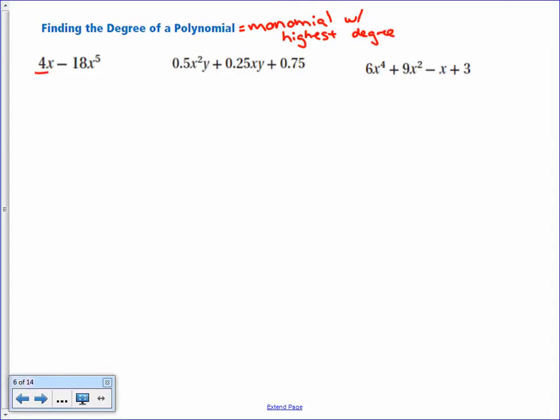Okay, so for this first example, we have 4x and 18x to the fifth. Well, 4x has a degree of 1, 18x to the fifth has a degree of 5, so the highest one is 5, so that has a degree of 5. Next one here, 0.5x squared y, that has a degree of 3. This monomial has a degree of 2, and 0.75 has a degree of 0. It's a constant, just a number. And the highest one is 3, so that's my degree of polynomial.